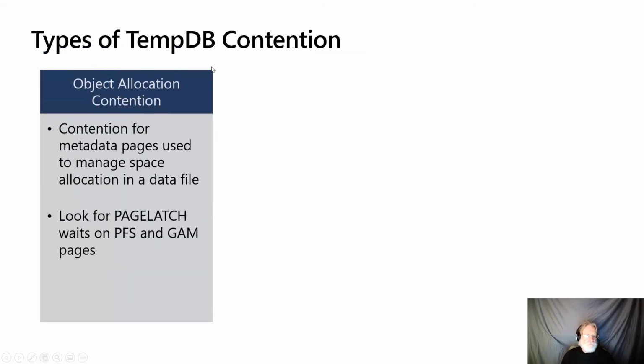We looked at some of the TempDB contention that we have. TempDB is created from scratch every time that we start the system, and so the durability of TempDB really doesn't matter that much because it'll be recreated after the restart anyway. The types of contention that we see are object allocation contention, contention for metadata pages used to manage space, allocation of the data file. So it's space management data. And to find that, you're going to look for page latch waits on the PFS and GAM pages, which are special pages that track space usage within the data files.